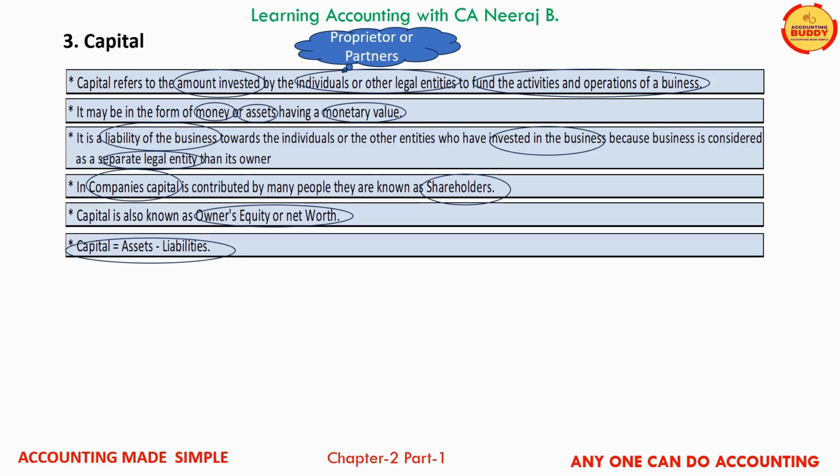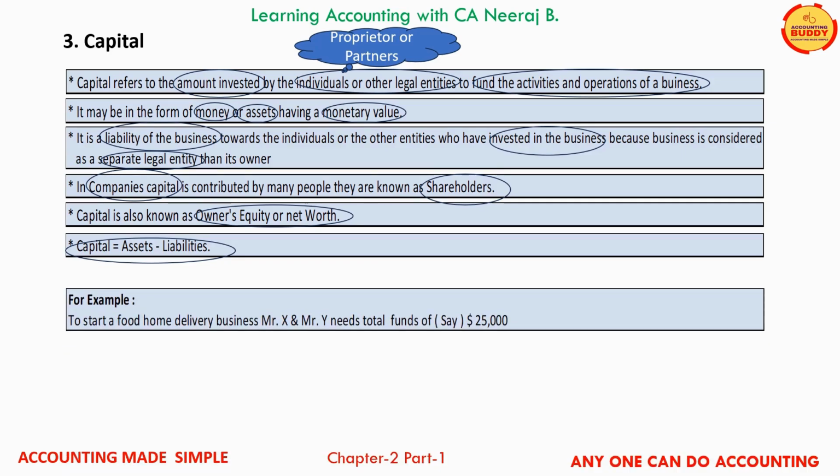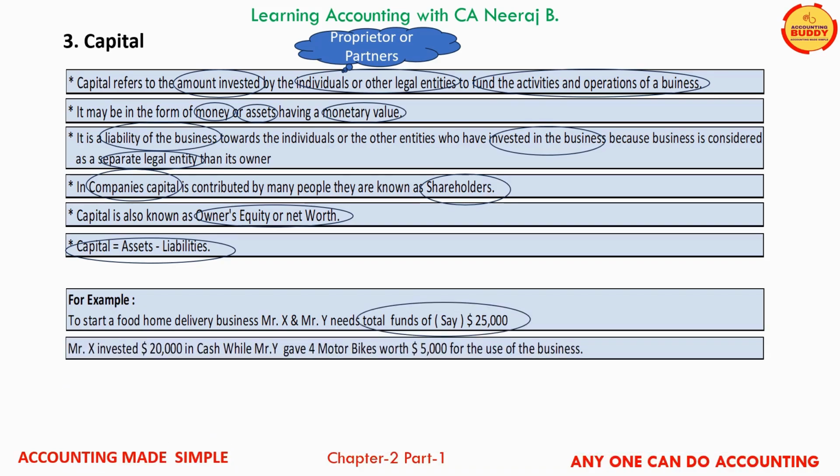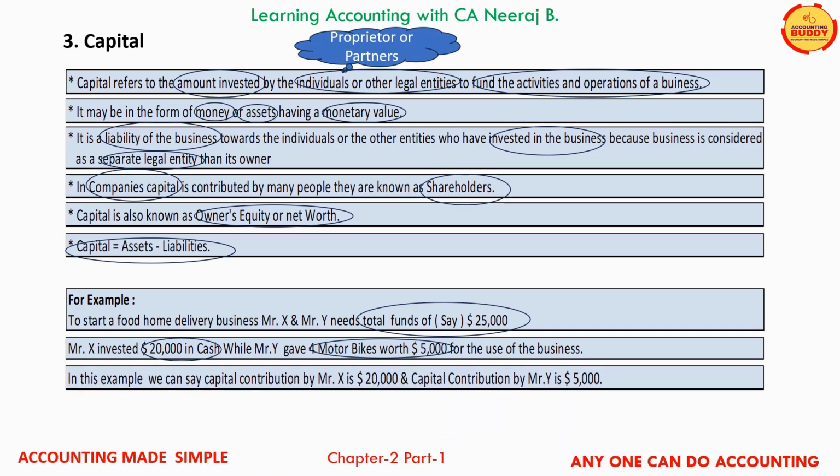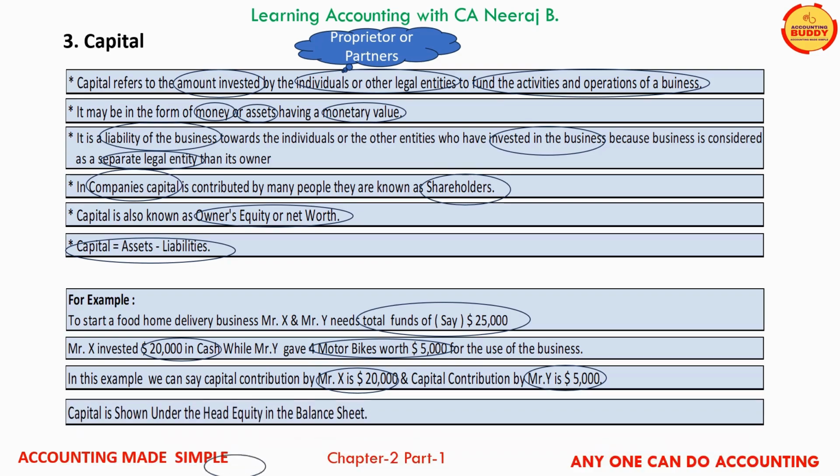Let us understand this with an example. To start a food home delivery business, Mr. X and Mr. Y need total funds of say $25,000. Mr. X invested $20,000 in cash while Mr. Y gave four motorbikes worth $5,000 for the use of the business. In this example, we can say that the capital contributed by Mr. X is $20,000 and the capital contributed by Mr. Y is $5,000. Capital is shown under the head equity in the balance sheet.